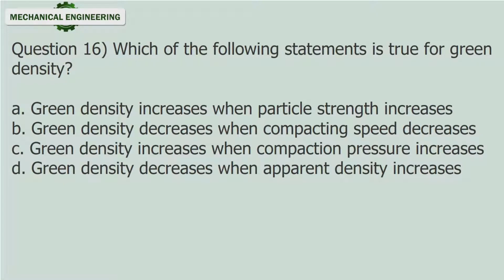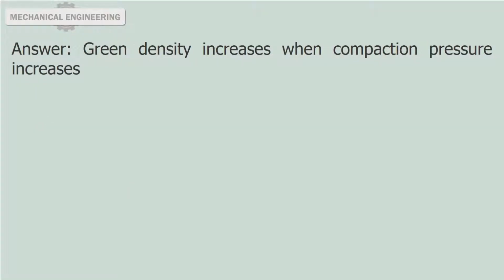Question 16. Which of the following statements is true for green density? A. Green density increases when particle strength increases. B. Green density decreases when compacting speed decreases. C. Green density increases when compaction pressure increases. D. Green density decreases when apparent density increases. Answer: Green density increases when compaction pressure increases.